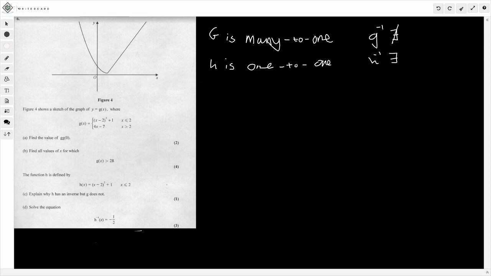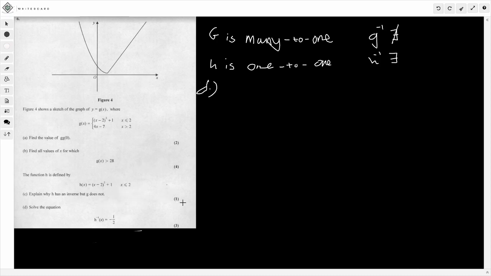So if a function does not have an inverse, then it must be a many-to-one function, whereas if it does have an inverse, it's a one-to-one function. And then finally for part D, we have to solve the equation H inverse of x is equal to minus a half. And this is the last 3 marks. So how do we do something like this? Well, what we need to consider for a question like this is taking the inverse. So h of x is x minus 2 all squared plus 1.